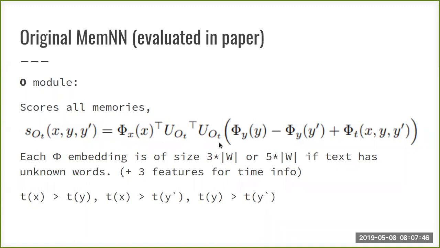And initially they would learn this. Initially the size of this phi would be three times the size of the vocabulary. So they would have a separate part of the matrix that does the actual embedding for the input part, a separate one for the question part, and a separate one for the internal representation, I believe.